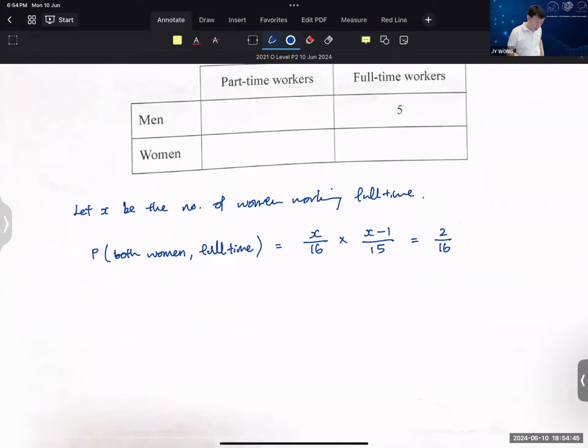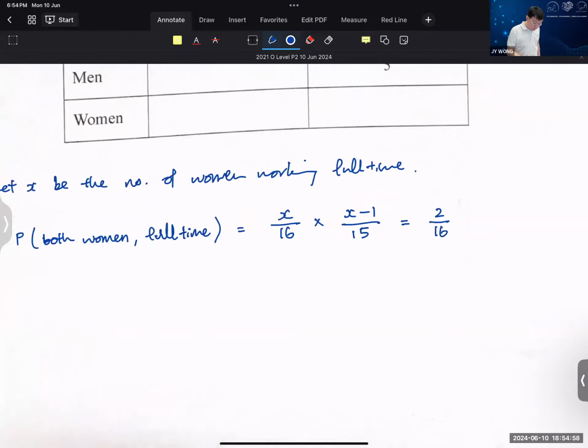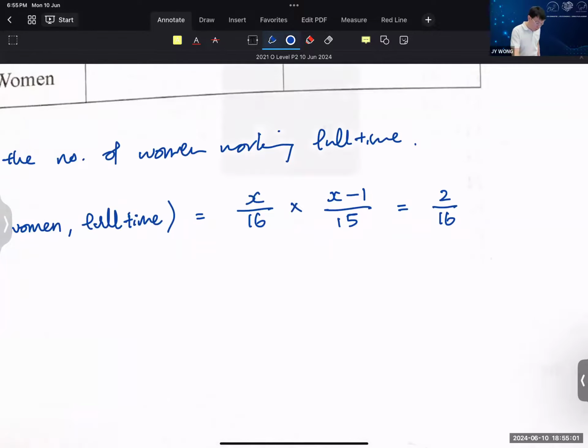Your probability for both women working full-time, if you let it be x, it will give you x out of 16 for the first person times x minus 1 out of 15, because you only have 15 people left. Okay? So from here, you make denominators the same. So this one times 16, this one times 15, this one times 15, this one times 16, and this one times 15, this one times 15. Once you make denominators the same, you will realize 15x.